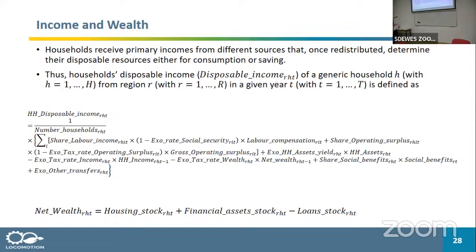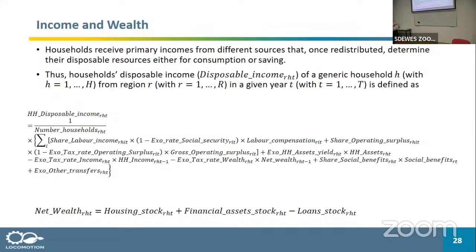They receive income from labor. So we take the labor compensation that we have in the production module, take out the social security contributions. This is what goes to households, and we share that between the different households. This is a first version of the model. The idea is that we also want to model these shares. And we have the same for the operating surplus, for the profits: the gross operating surplus minus the taxes, shared among the different households.